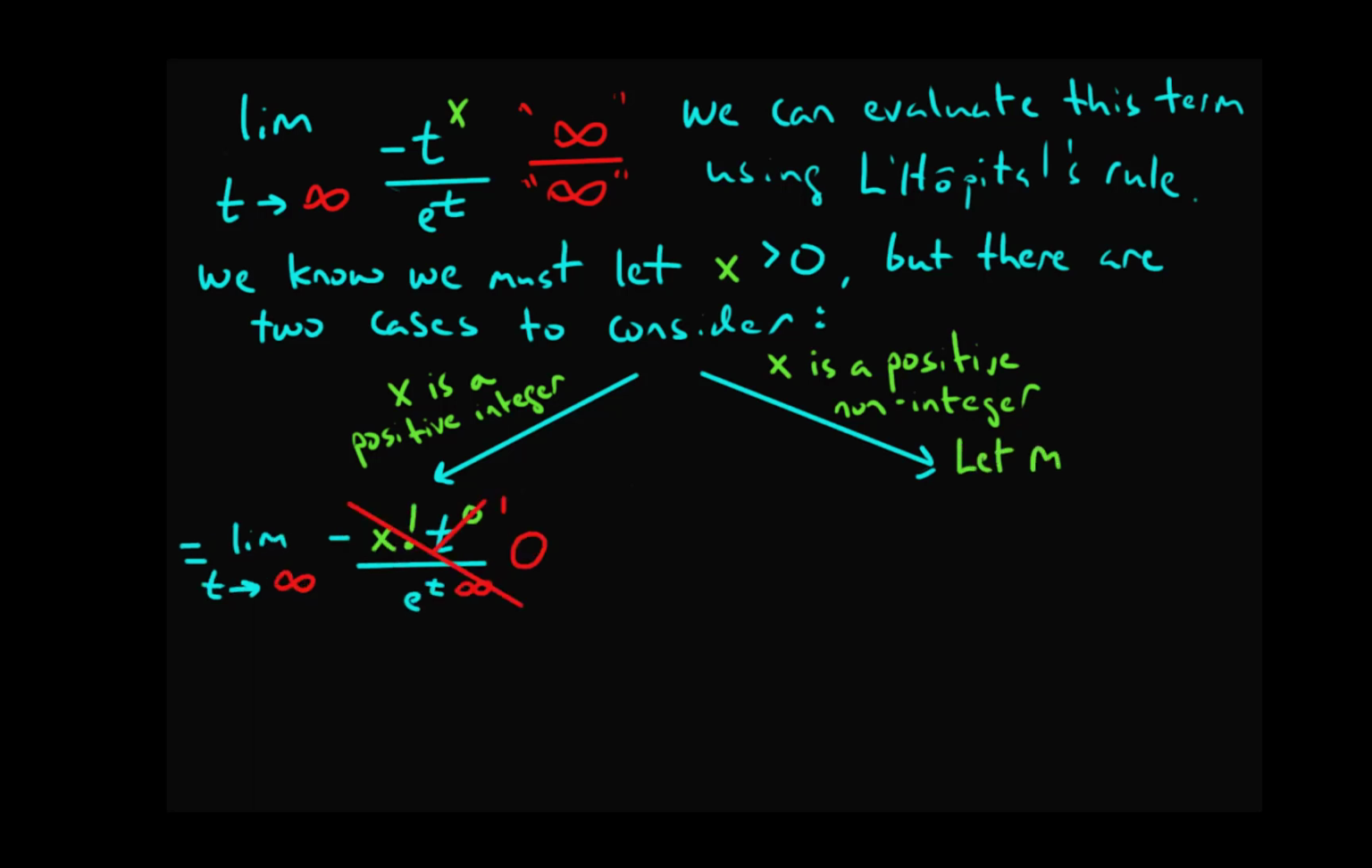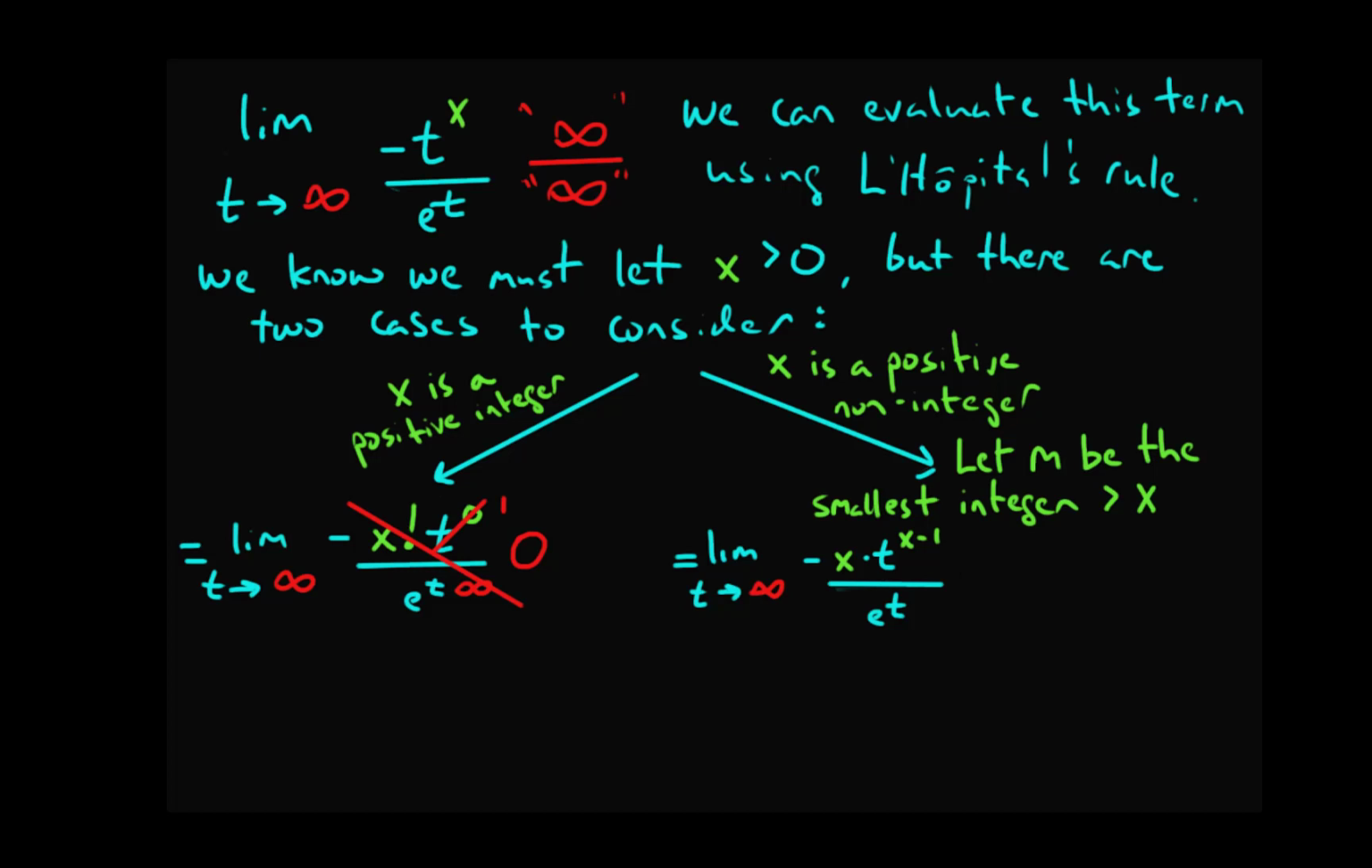So now let's consider the other case where x is a positive non-integer. And here we'll let m be the smallest integer greater than x. So for example, if x equals pi, 3.1415, etc., then m would be 4. So again, we apply L'Hopital's rule, differentiating the numerator and the denominator of the expression negative t to the x over e to the t. We would have the limit as t approaches infinity of negative x times t to the x minus 1 over e to the t.